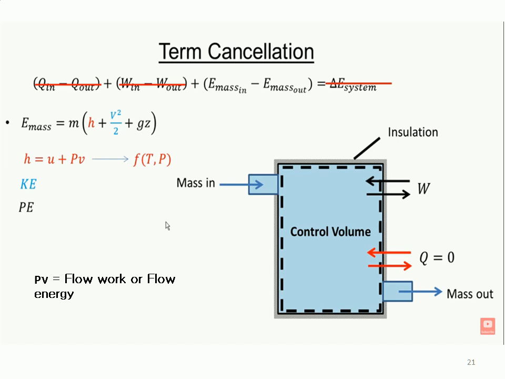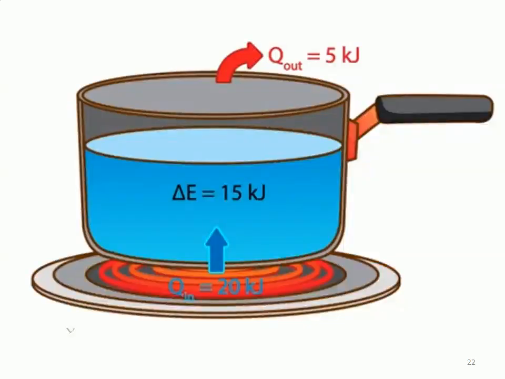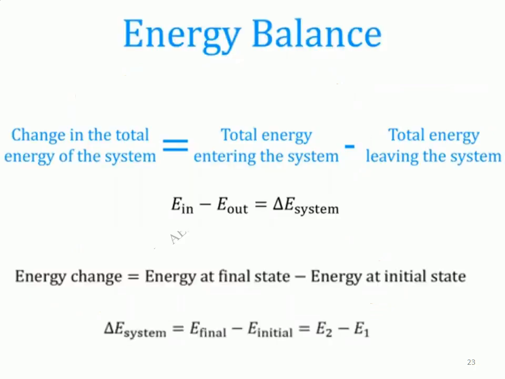Energy is the sum of enthalpy, kinetic energy and potential energy. Enthalpy is the sum of internal energy plus the product of pressure and volume, where PV is called the flow work or flow energy. Energy balance: the change in total energy of the system is equal to the total energy entering the system minus the total energy leaving the system. Energy change is equal to energy at the final state minus energy at the initial state.